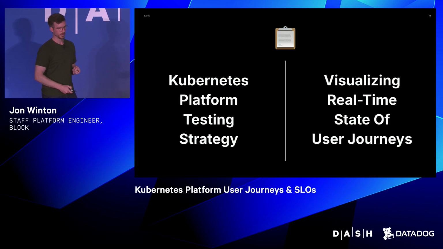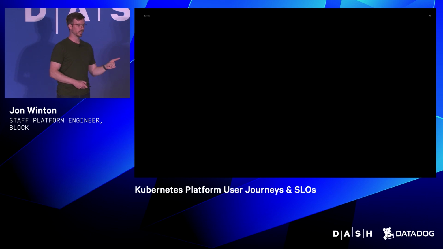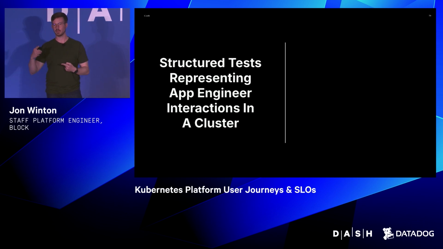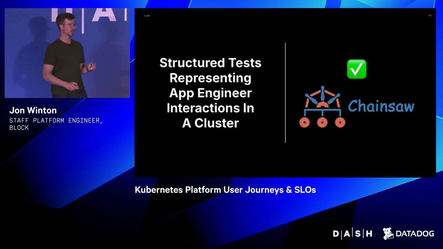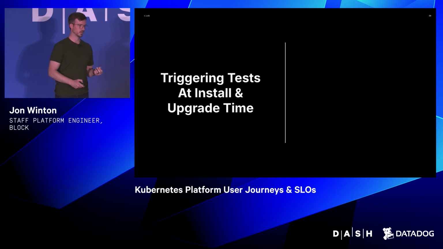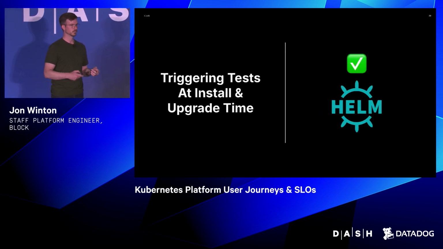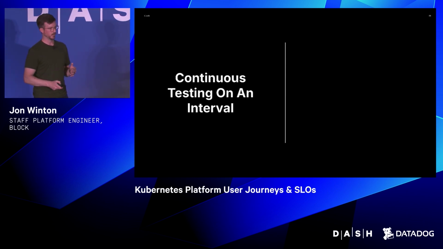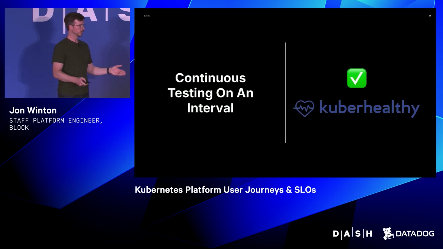Okay, so I know we're just going through a lot of slides here, but I just wanted to walk down the checklist of things for you. We said we wanted structured tests to represent the interactions that users are taking in our system. Chainsaw's got us covered on that. We said we wanted to trigger tests at install and upgrade time. Helm is our package manager and those hooks. We said we want to do continuous testing on an interval. For us, that's KuberHealthy.